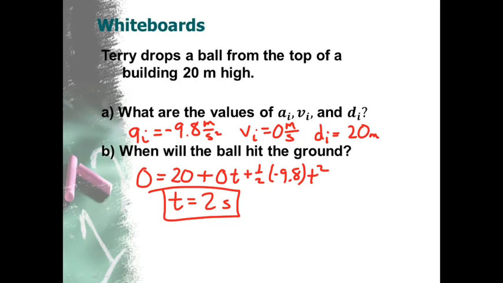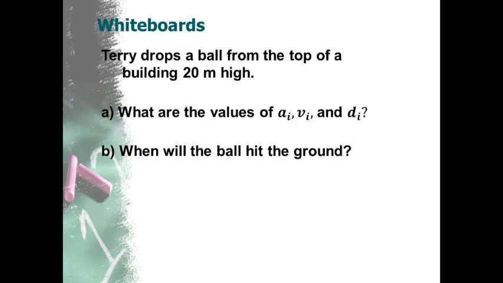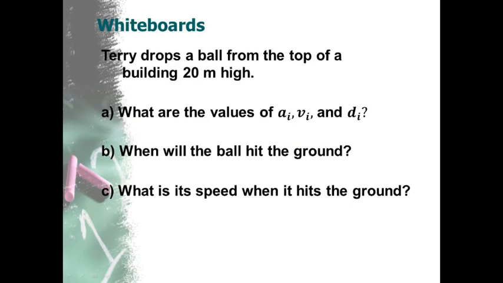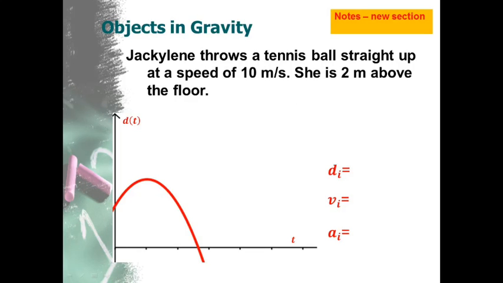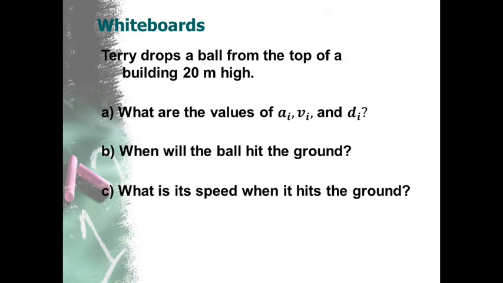So let's take that information to help us answer part C. What is its speed when it hits the ground? Now I need to introduce you to another formula that you can use to describe the velocity as a function of time. Well, that happens to equal the initial velocity plus the acceleration times time.